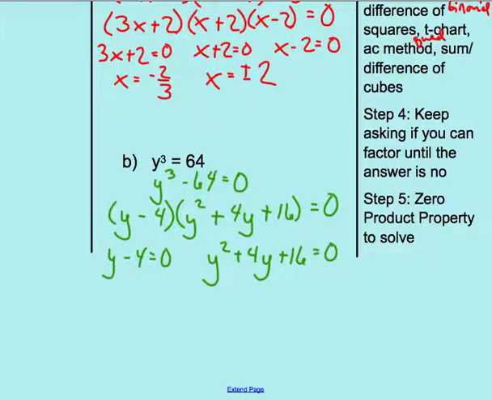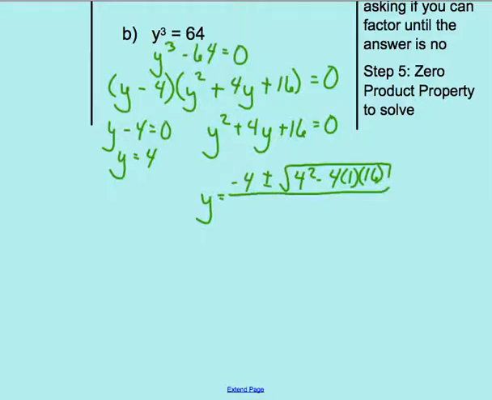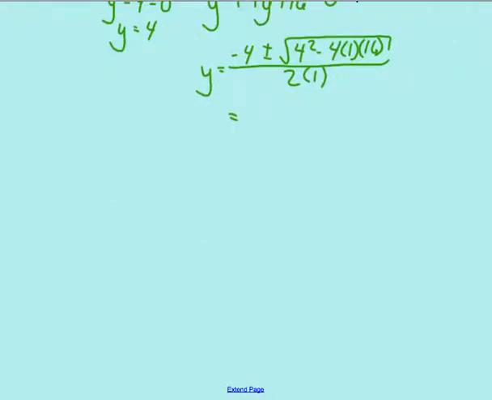First one, fairly easy to solve. I'm going to add 4 to both sides. The second one, because I already know it doesn't factor, I'm going to use the quadratic formula to solve. This is going to look a little unusual because my variable is y, so I'm going to set y equal to negative b plus or minus the square root, b squared minus 4 times a times c, all over 2a. And we're going to give our answer in simplest radical form. So I'm going to start by evaluating what's under the radical. 16 minus 64 is negative 48.